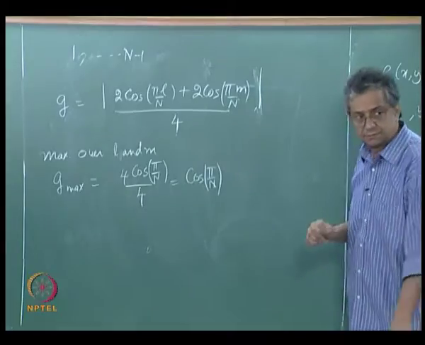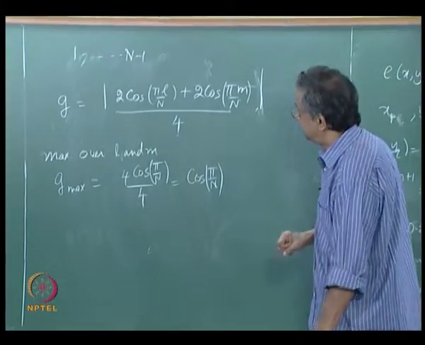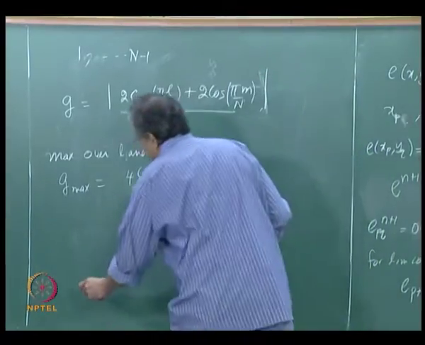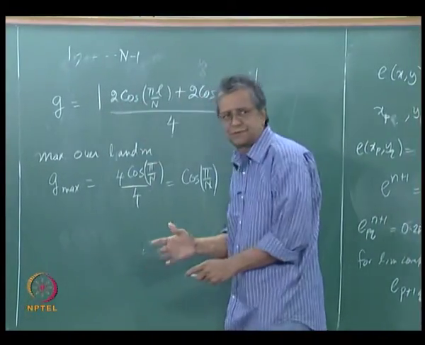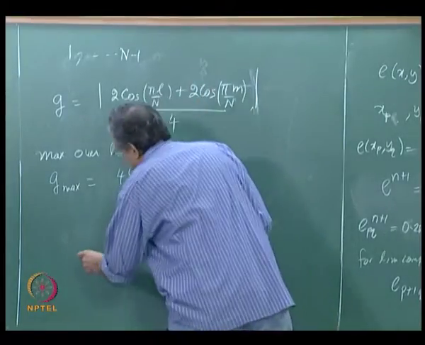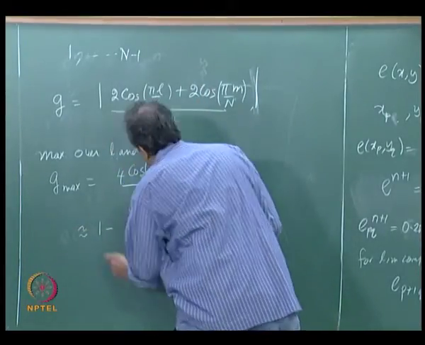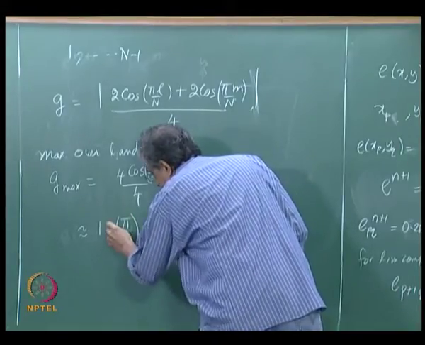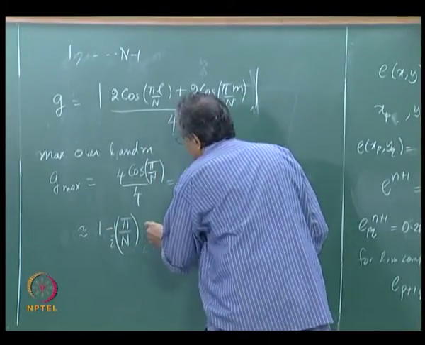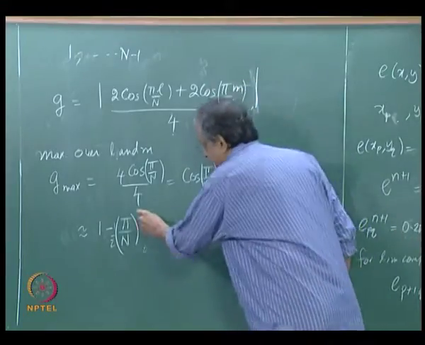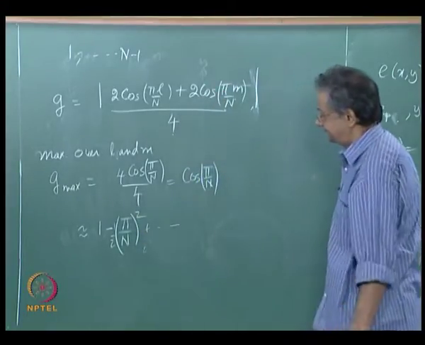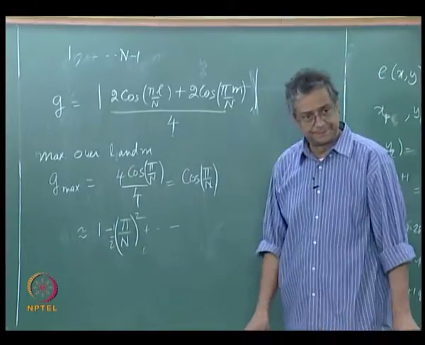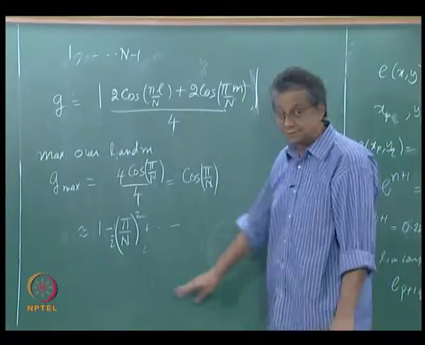Is that fine? Okay. Which of course I can expand using Maclaurin series. So the Maclaurin series would give me, and I will just use the first two terms, approximately 1 minus (pi by n) squared over 2. Other terms I will ignore. Okay.